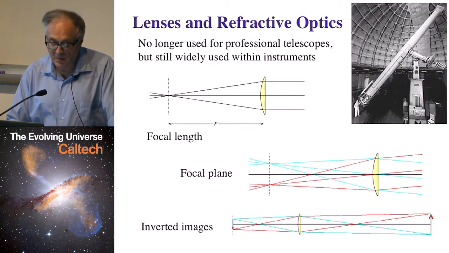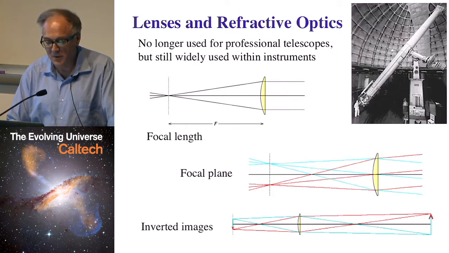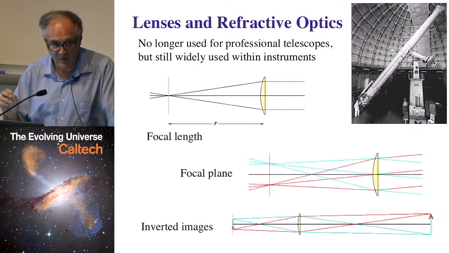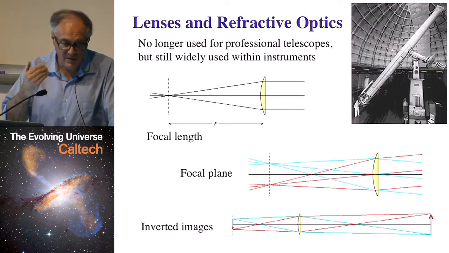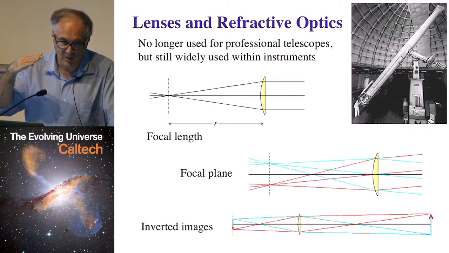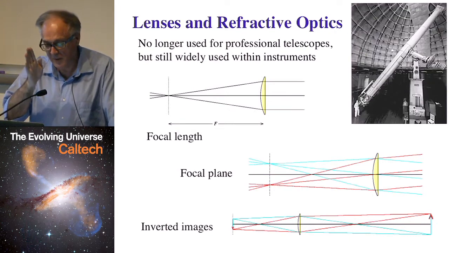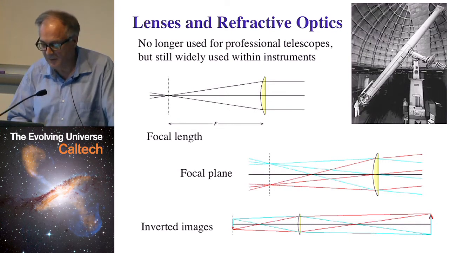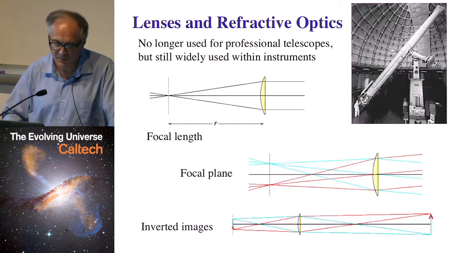For a lens, or mirror for that matter, there is a focal length, which is the distance from this optical element at which the rays converge. It could be the front side or the back side. Now, the set of all of those points, depending on which angle you're looking at, forms the so-called focal plane, which is not really a plane. It's a little curved, but tangentially it's pretty close to a plane. And for a single lens, the images are inverted.